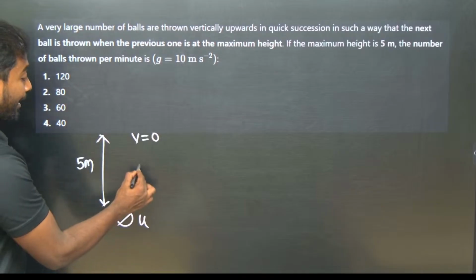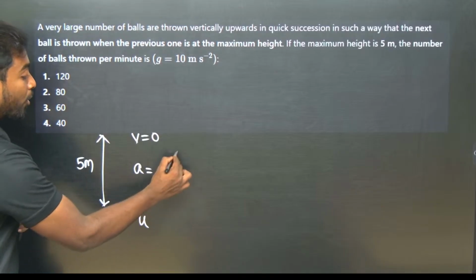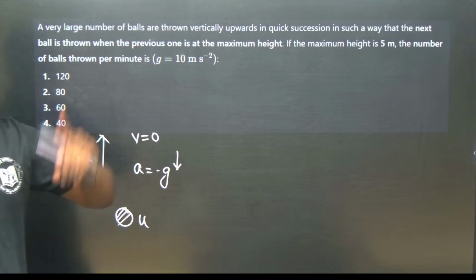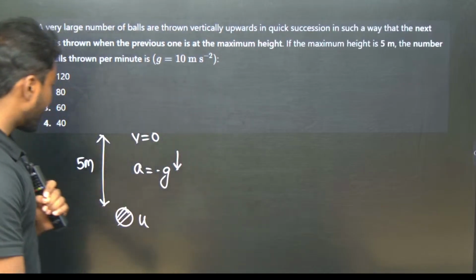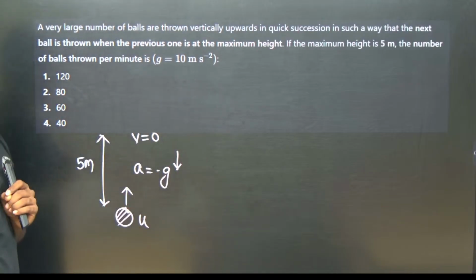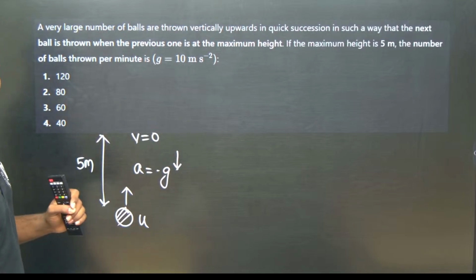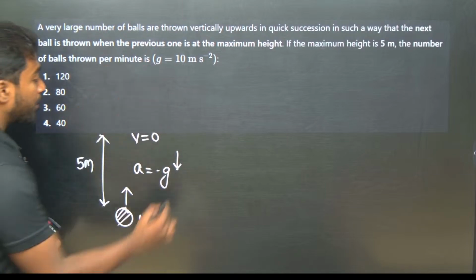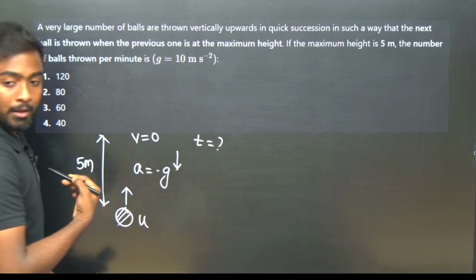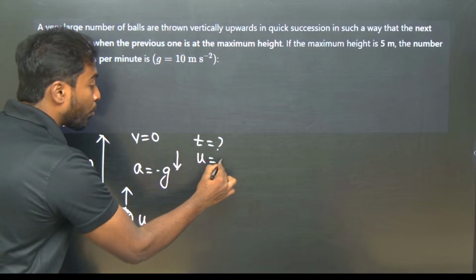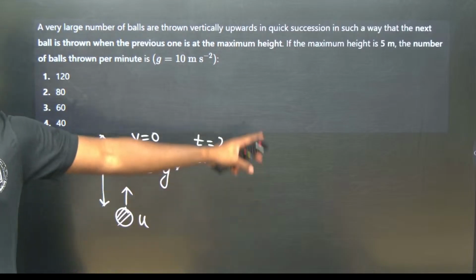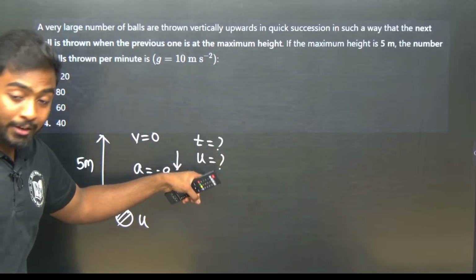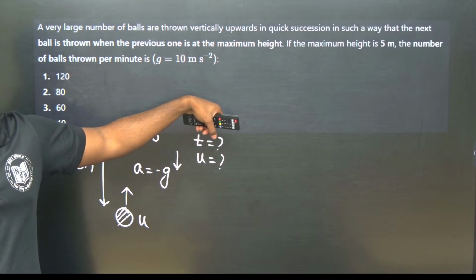So what is the value of a? a will be equal to minus g, because gravity is towards down and I am throwing the object towards up. Now what are they asking? Per minute they have asked. I need to find the time. In this case, I don't know the value of u also. I need to find both of them. First I need to find u, then only I can find t.